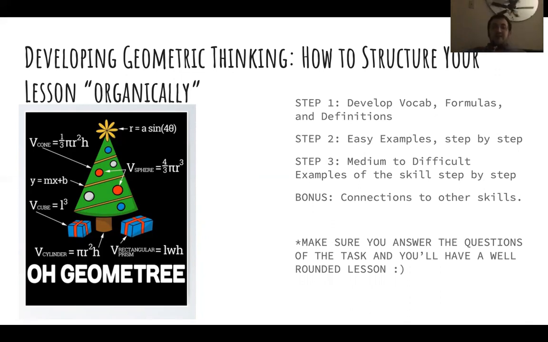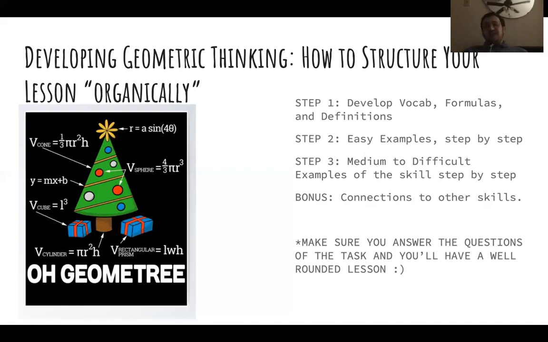Then you can go to the easy example. So I would maybe do an easy example step by step, maybe talk about connecting it with the vocabulary. And then you may want to think about a medium to difficult example for step 3, also with a step-by-step explanation. And you may want to think about what makes a medium to difficult example harder than the easier examples.